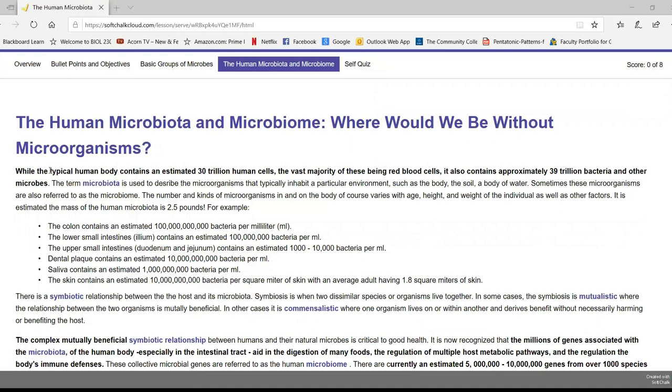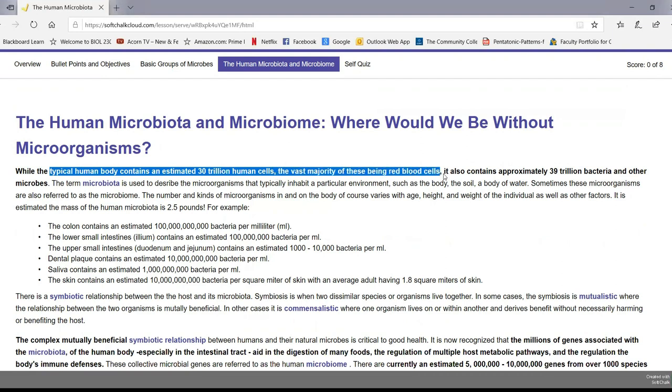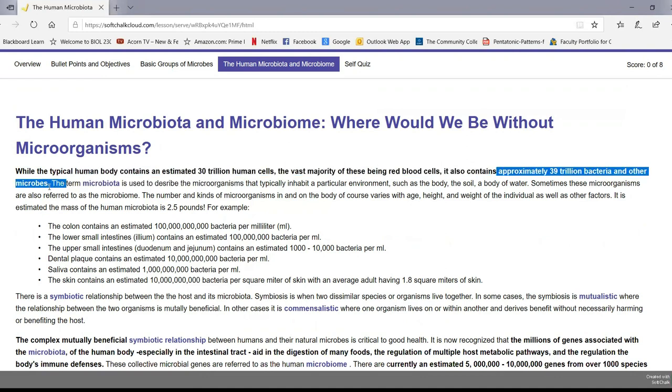It's estimated that the typical human body has about 30 trillion human cells, and the vast majority of those are red blood cells. But our body also contains approximately 39 trillion bacteria and other microbes. So as you see, we have slightly more microorganisms in our body than we have human cells. And during a good part of our day, we are in fact more prokaryotic than eukaryotic if we look at simply the number of cells that make up our body and our microbiota.